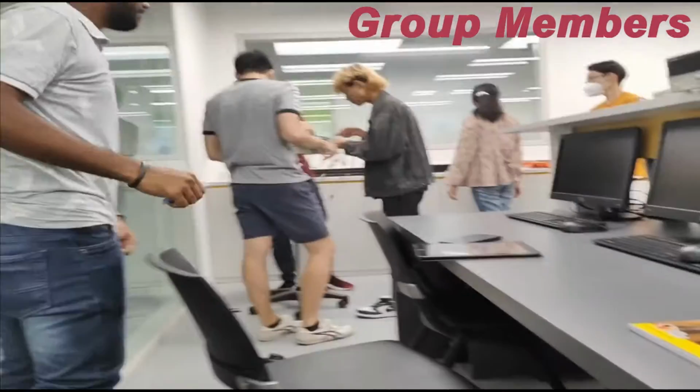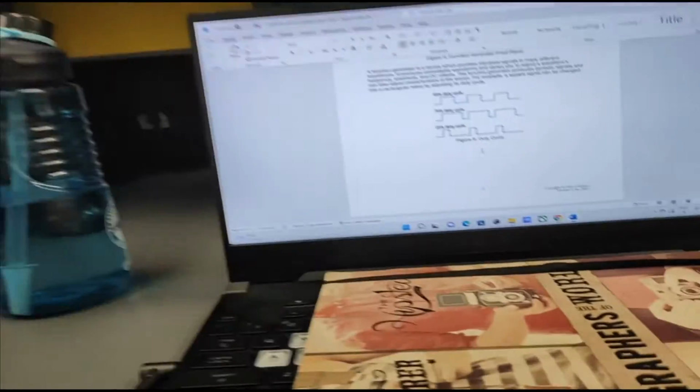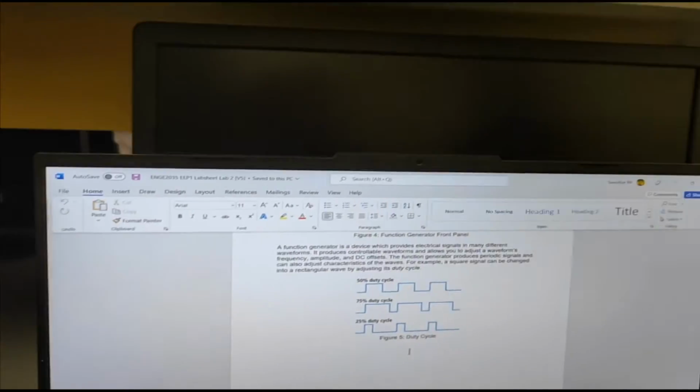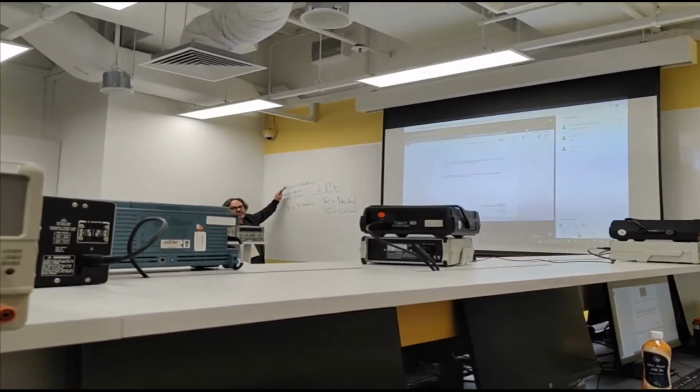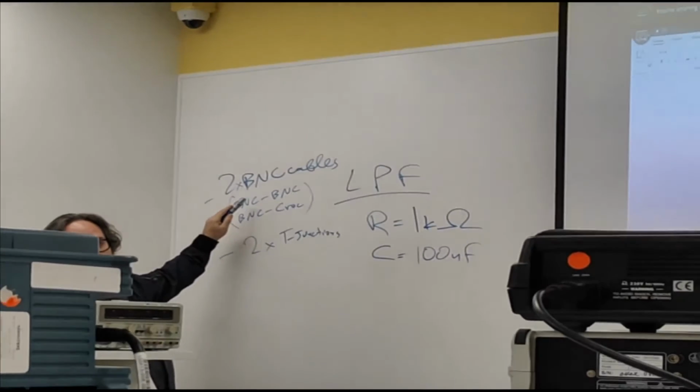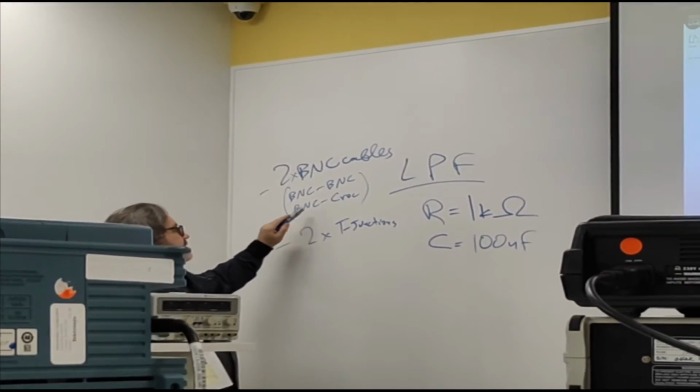Okay, find the wires. Okay, so you might need 2 T-junctions at some point, and you might need 2 BNC cables. One BNC is going to be BNC to BNC, the other BNC is BNC to probe.